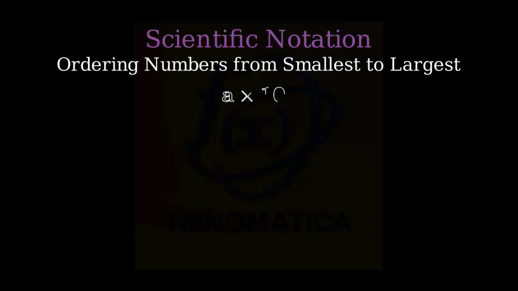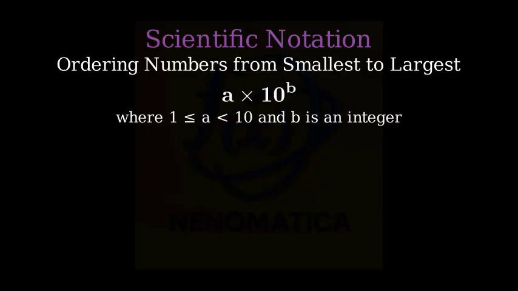Scientific notation is a powerful way to write very large or very small numbers in a compact form. Scientific notation expresses a number as a product of a coefficient between 1 and 10 raised to some power. The general form is a times 10 to the power of b, where a is a number between 1 and 10, and b is an integer.